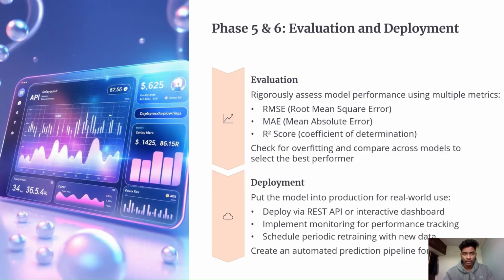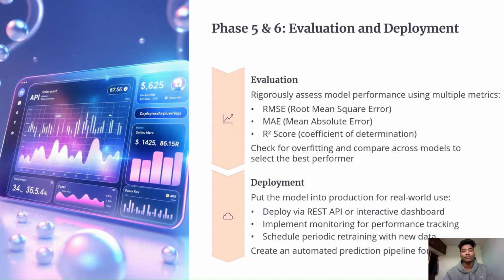Moving on to our next phase, the evaluation phase. After training, we measure how well the model performs using metrics such as RMSE, MAE, and R2 score. We ensure that the model is neither underfitted nor overfitted. Only after it passes all these checks do we move on to the final phase, deployment.